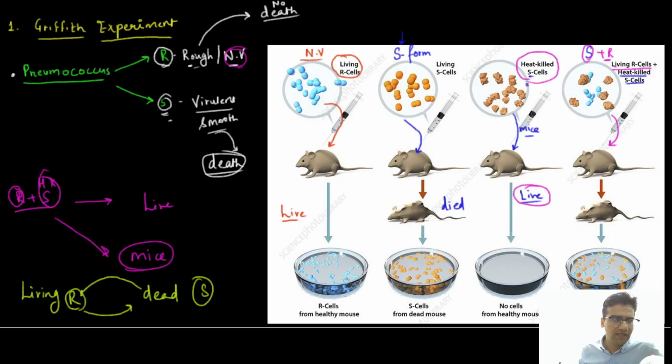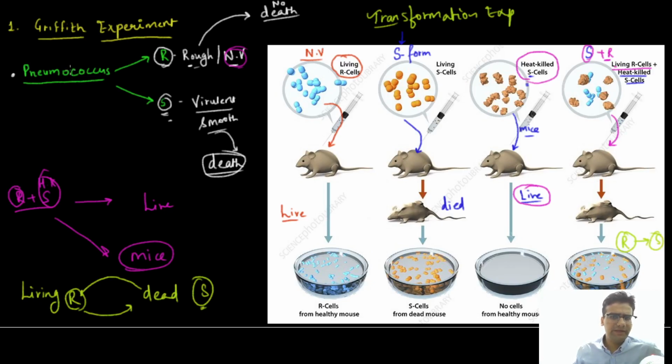This is also known as the transformation experiment of Griffith. In the Griffith transformation experiment, the R form is transformed into the S form.